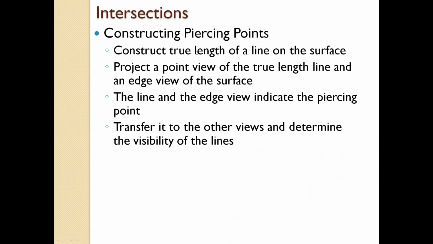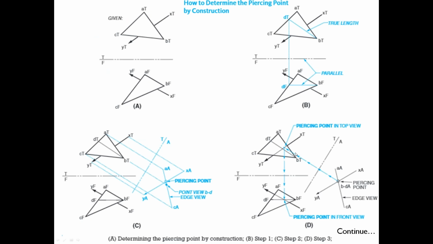So, constructing the piercing point: construct the true length of the line on the surface first, and then you project a point view of the true length line and an edge view of the surface. The line and the edge view indicate the piercing point. Transfer it into the other view and determine the visibility of the line. Let's get to the real practice.